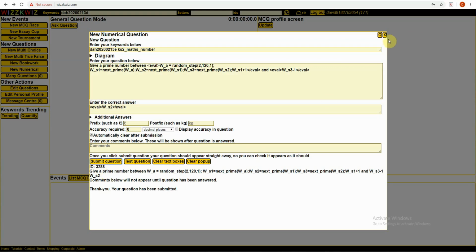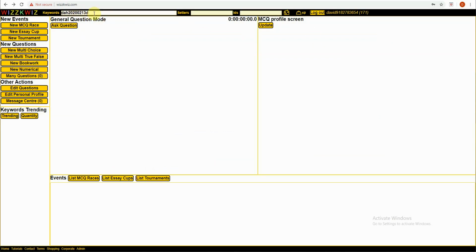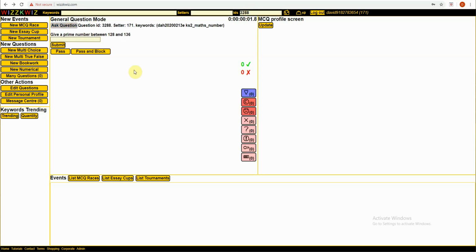That's ID 3288. So let's try ID 3288 and see if that appears to work. Prime number between 128 and 136, and it's immediately started by giving me quite a tricky one. So 135's not going to work. 129 is not going to work because 3 will go into that. So that leaves 131 or 133. 7 will go into 133 because it's 7 less than 140, so it must be 131.